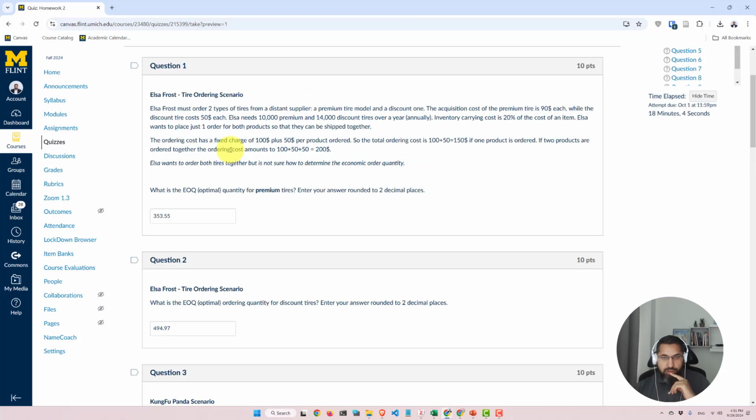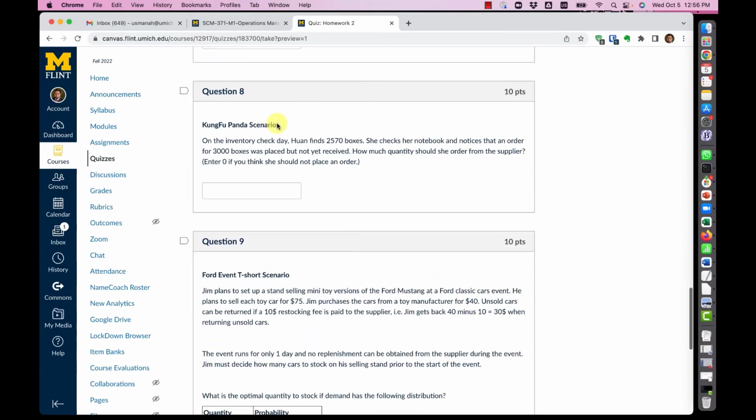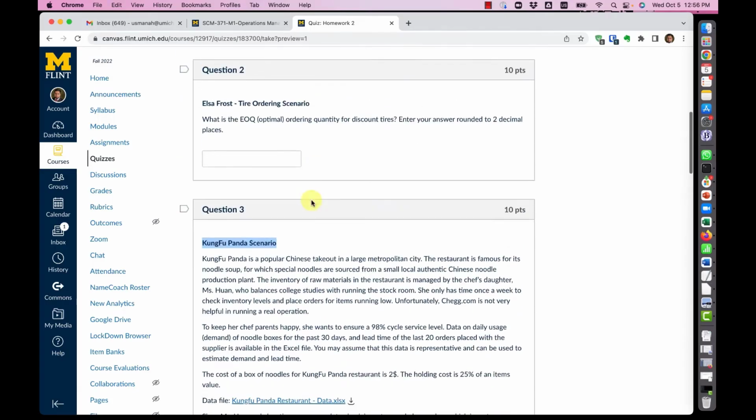Now we should move on to the remaining homework. We're going to do the Kung Fu Panda scenario, and then we're going to do the Ford event t-shirt scenario, inventory management questions.